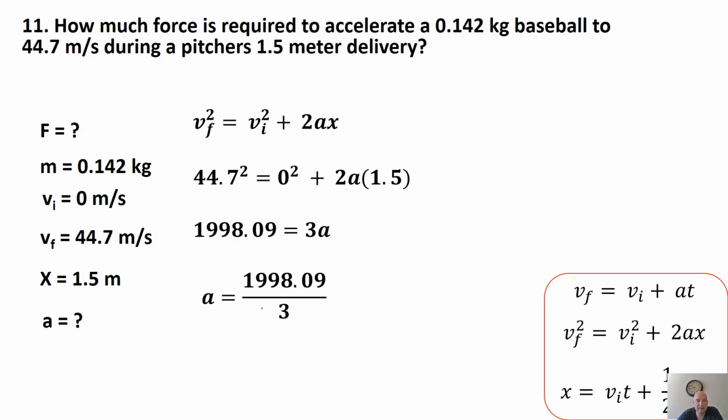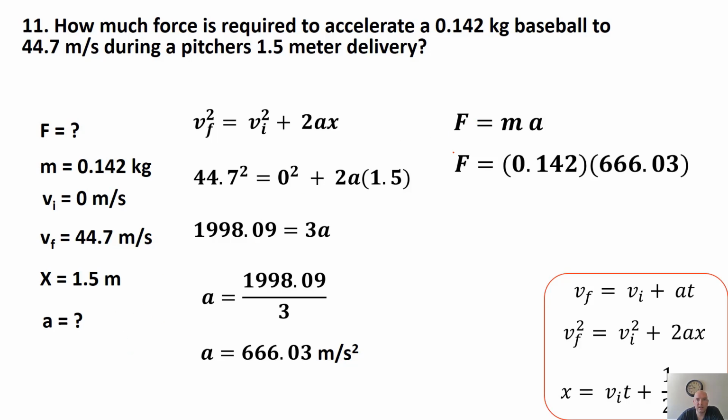Divide 3 from both sides, and we get an acceleration of 666.03 meters per second squared. So now that we have our acceleration, now we can go to the F equals ma. And we can just plug in our values of 0.142 for the mass and 666.03, and we're going to get a force of 94.58 newtons.